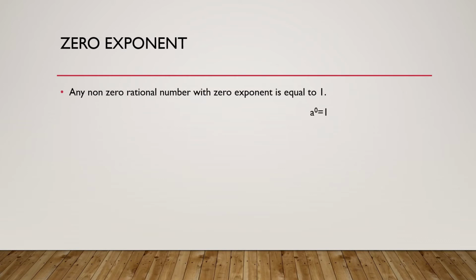Now what is zero exponent? Any non-zero rational number with zero exponent is equal to 1. Means whatever the number we have, if its exponent is 0, answer comes 1. Whether students we have here 100 power 0 or 1000 power 0, whatever the number is here we have instead of a, its powers, if its power is 0, answer comes 1.